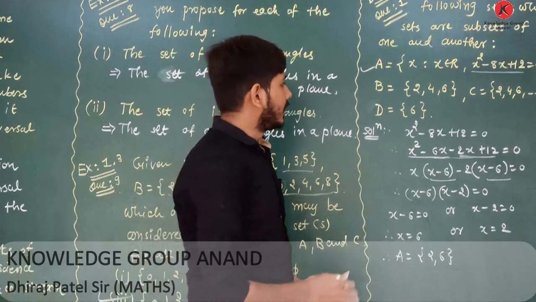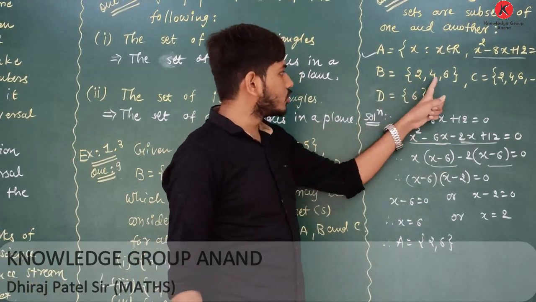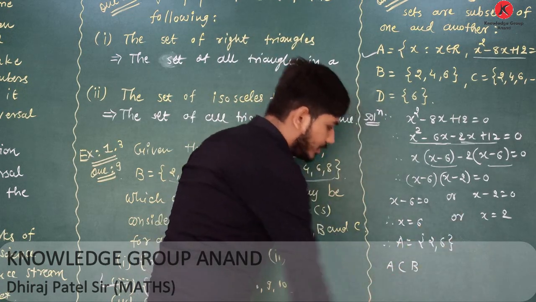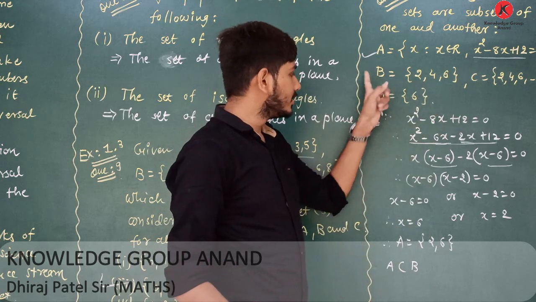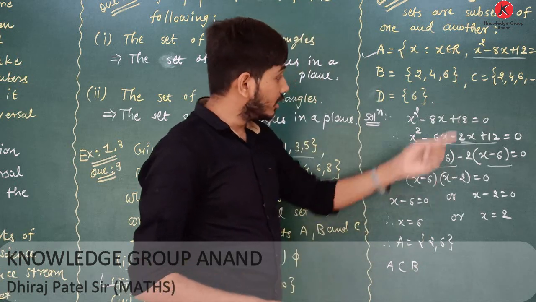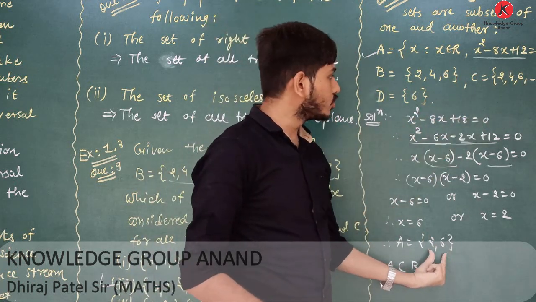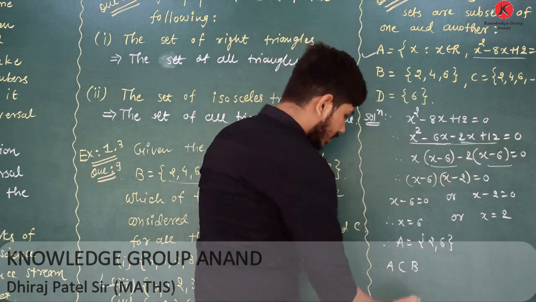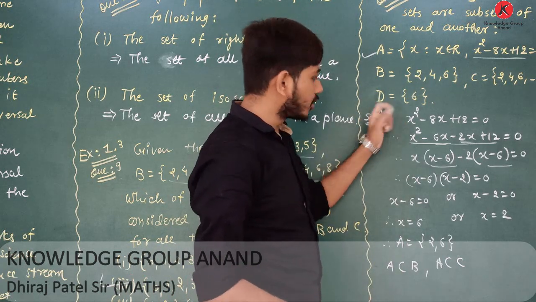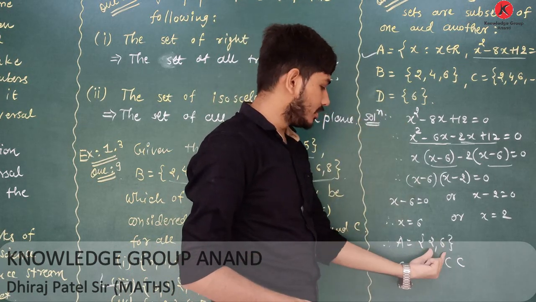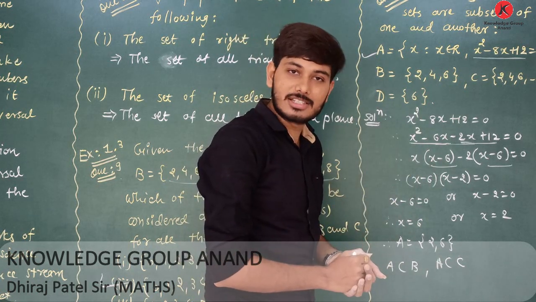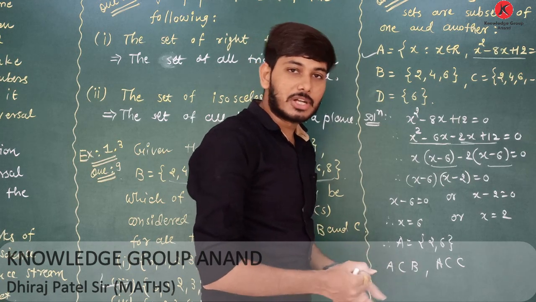Okay, now set A equals 2, 6, and set B equals 2, 4, 6. Therefore all the elements of set A are in set B, so A is a subset of B. Now check whether A is a subset of C. All the elements of set A, which are 2 and 6, are in set C. Therefore A is also a subset of C. Now check whether A is a subset of D. The elements 2 and 6 of set A are not all in set D because 2 is not in set D. Therefore A is not a subset of D.